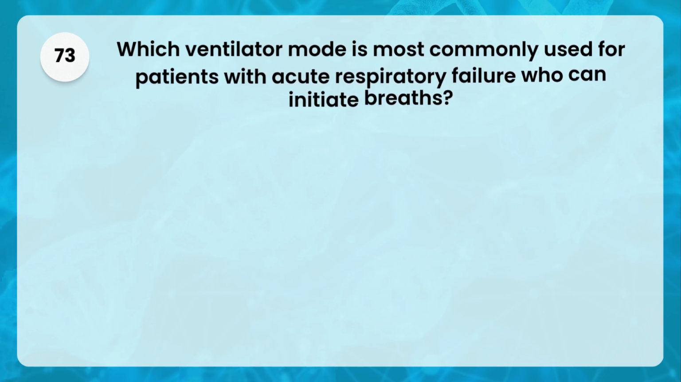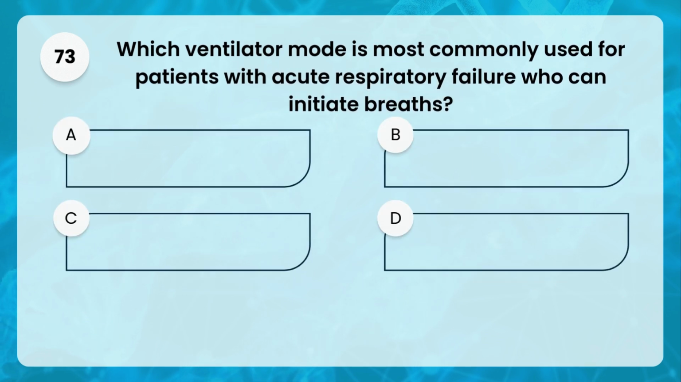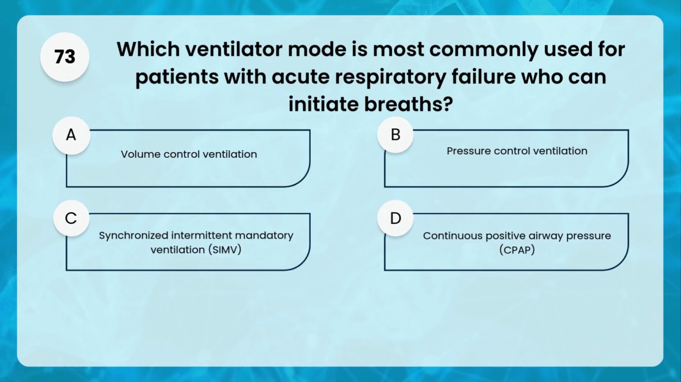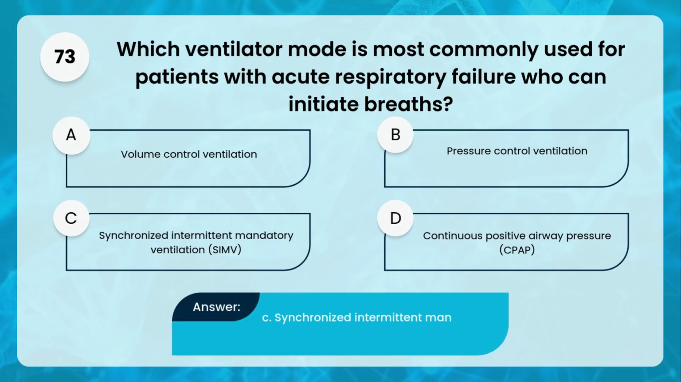73. Which ventilator mode is most commonly used for patients with acute respiratory failure who can initiate breaths? A. Volume control ventilation. B. Pressure control ventilation. C. Synchronized intermittent mandatory ventilation, SIMV. Or D. Continuous positive airway pressure, CPAP. The answer is C. Synchronized intermittent mandatory ventilation, SIMV.